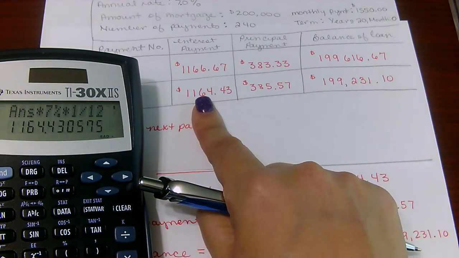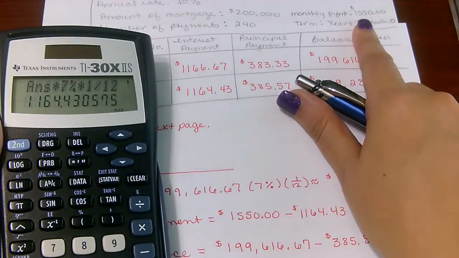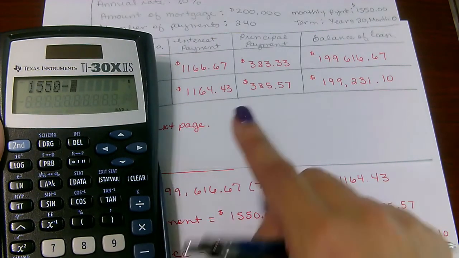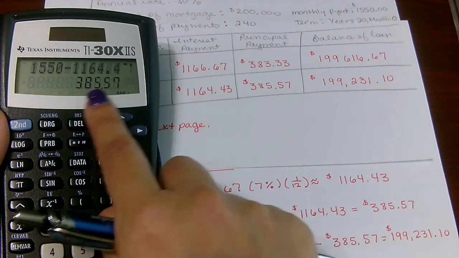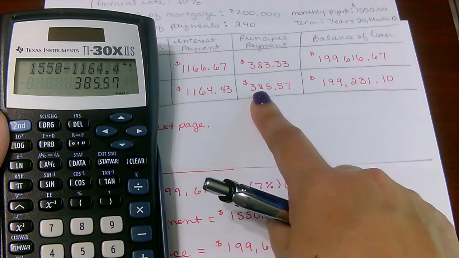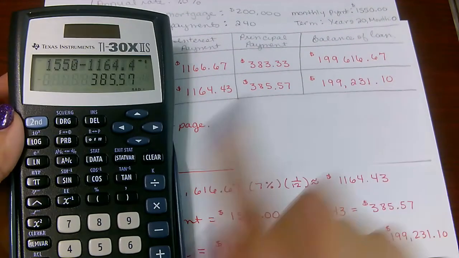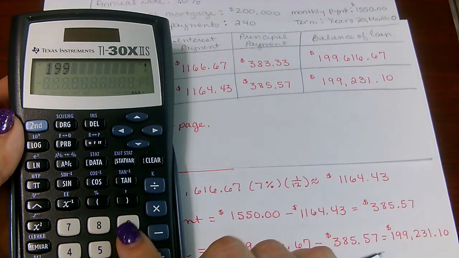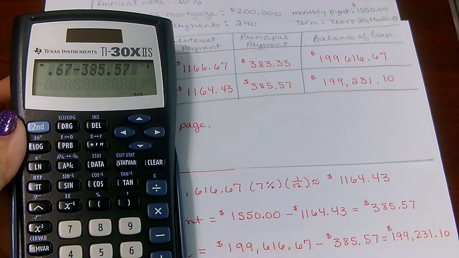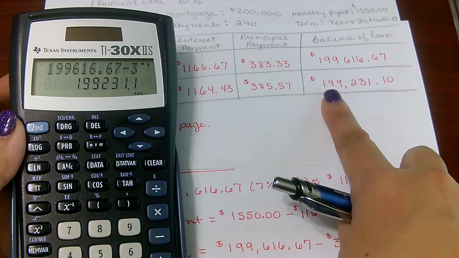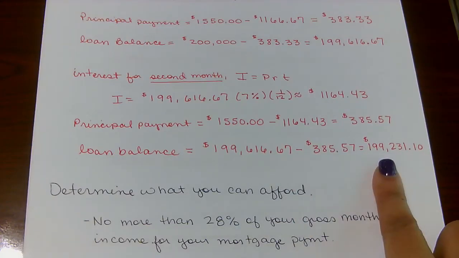So our interest paid is going to be $1,164.43. Since our monthly payment is still $1,550, I'm going to subtract the amount that was applied towards my interest, $1,164.43. When I press enter, I can see that my principal payment was $385.57. That is subtracted from our previous loan amount. So now I can take the $199,616.67 and subtract your principal of $385.57. Our new balance will be $199,231.10. I've shown the work here.